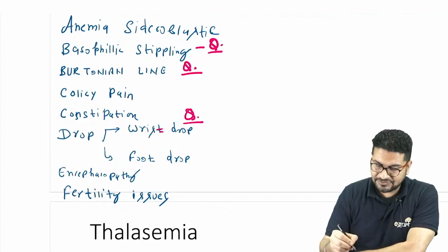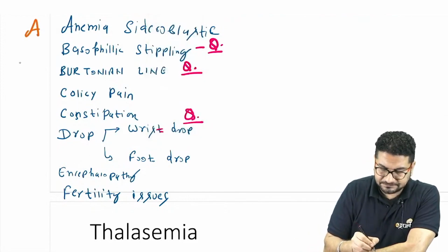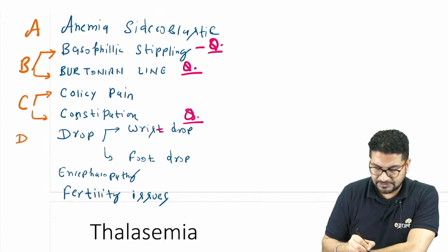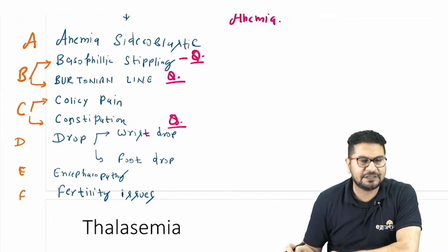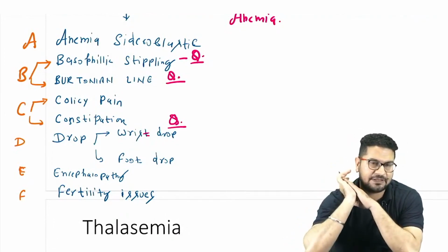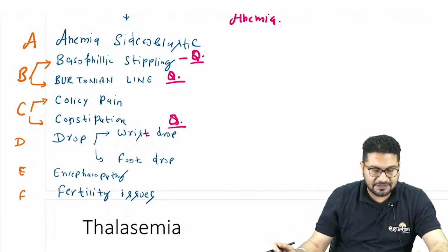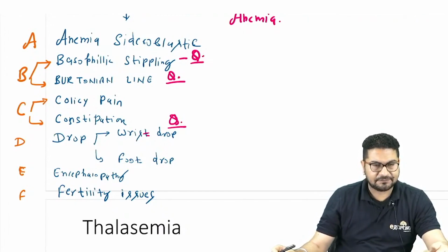Clear? The features of lead poisoning you can remember by a simple mnemonic, A, B, C, D, E, F. A for anemia, B for two things, Burtonian line and basophilic stippling, C for colicky pain, C for constipation, D for drop, E for encephalopathy, F for fertility issue. So the clinical features of lead poisoning you can remember by A, B, C, D, E, F. Am I clear?